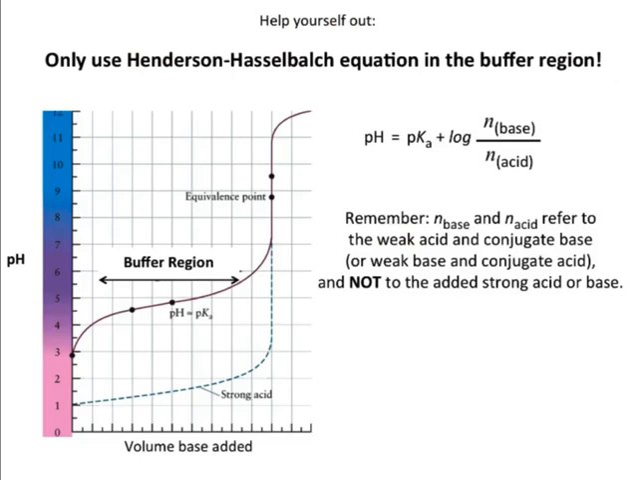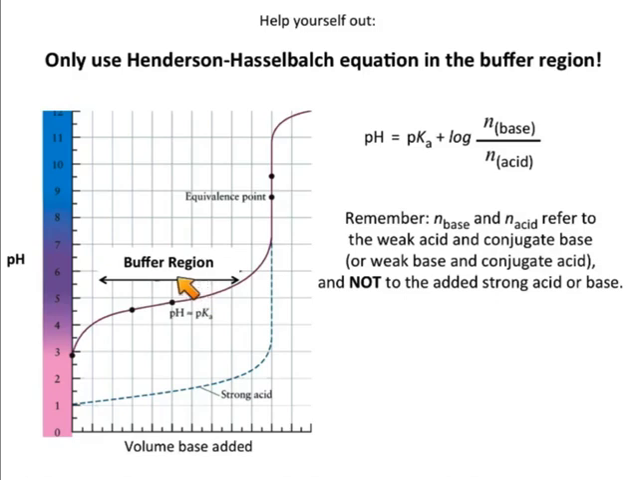One last tip. Please only use the Henderson-Hasselbalch equation in the buffer region. I see people use it up here. I see people use it down here. I think I've seen somebody use it way up here. No, right? This is only in the buffer region.